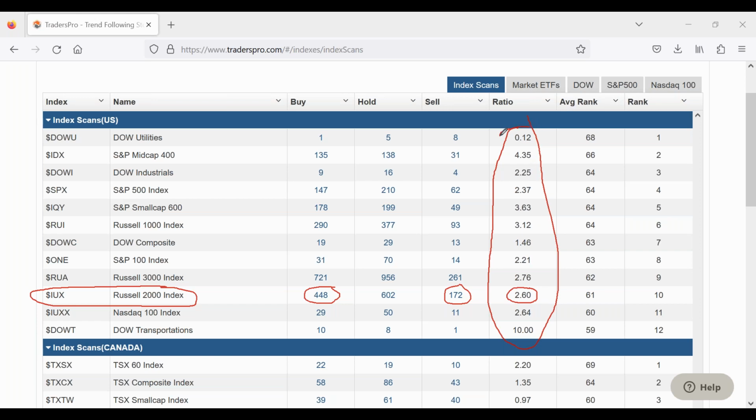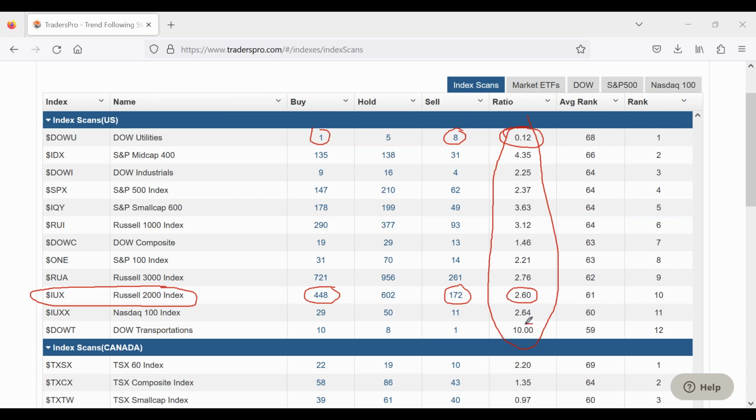So right here you can see an example of this. The utilities index is below one. There's not a lot of stocks in this utility index, but eight are at a sell and only one at a buy. That's an oversold condition. That's extremely oversold. Again, it's not immediate, but this could be an area where it could start to rally, or you'd look for it to start to rally at some point, because that's an extreme condition.